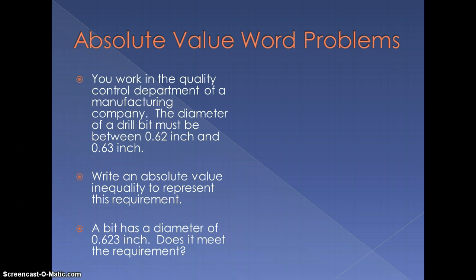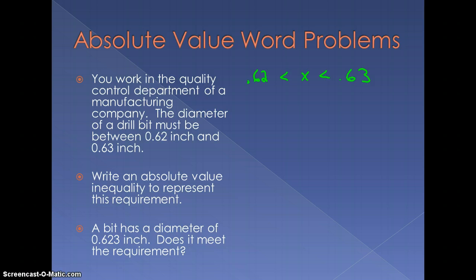So let's consider that you work in the quality control department of a manufacturing company. The diameter of a drill bit must be between 0.62 inches and 0.63 inches. We're asked to write an absolute value inequality to represent this requirement. The least it can be is 0.62 and the greatest it can be is 0.63. That would look like an answer for one of our previous problems, but it's where we start this one.